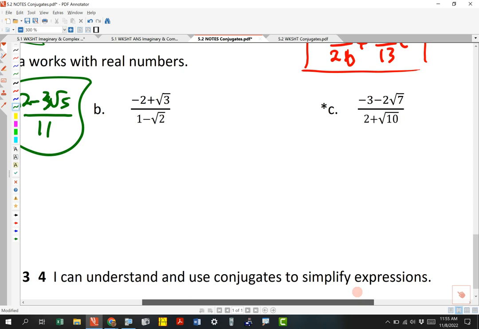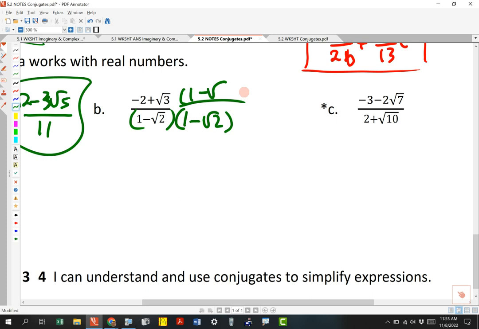So if we take a look at the next one, the conjugate, in other words the factoring for a difference of squares, is 1 minus radical 2. So we're going to multiply the top and bottom by 1 minus radical 2. Wait, sorry, plus. There we go. Okay. Now go ahead and finish that.